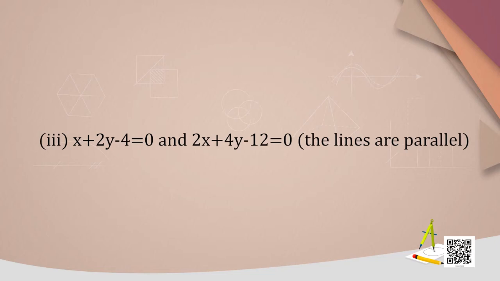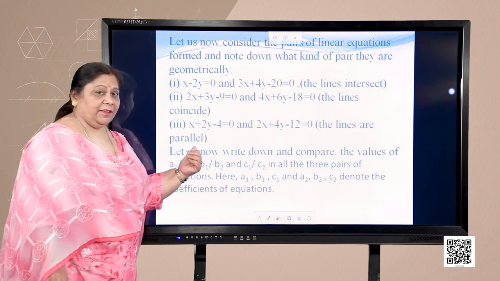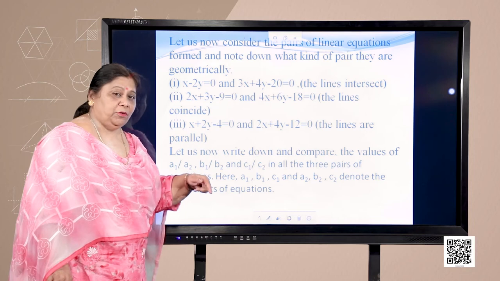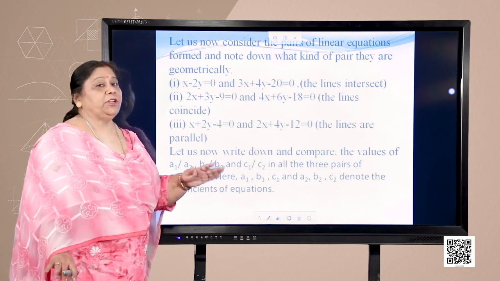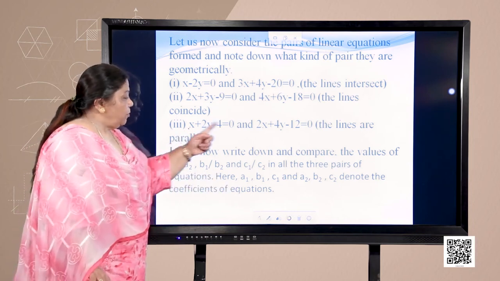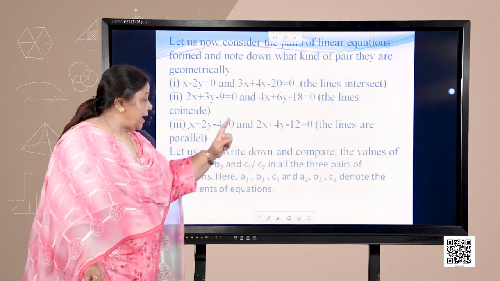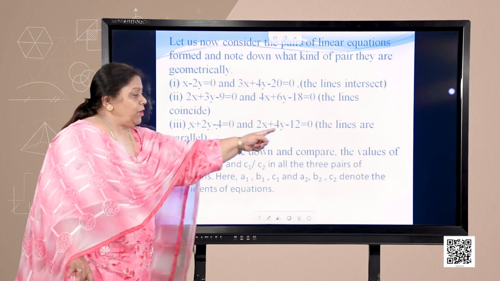Look here in the third case, x plus 2y minus 4 is equal to 0 and 2x plus 4y minus 12 is equal to 0. Here the lines are parallel. Can you see? We have a1 upon a2 is equal to b1 upon b2 is not equal to c1 upon c2. Look here, 1 upon 2 is equal to 2 upon 4, but that is not equal to 4 upon 12.